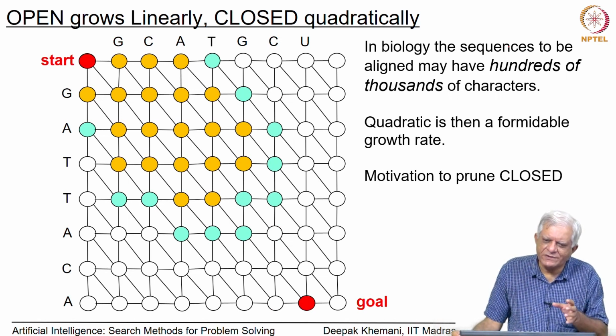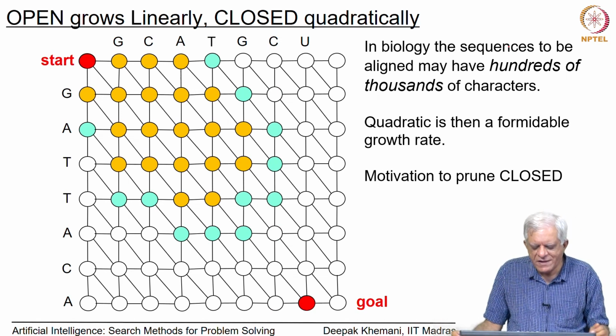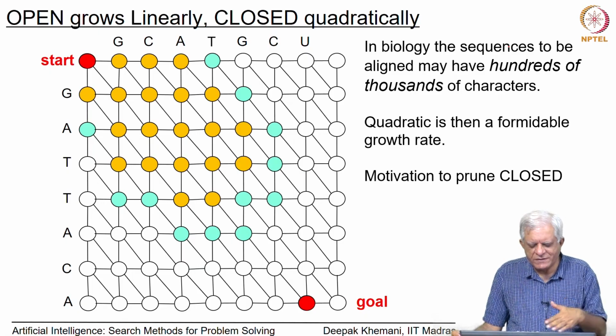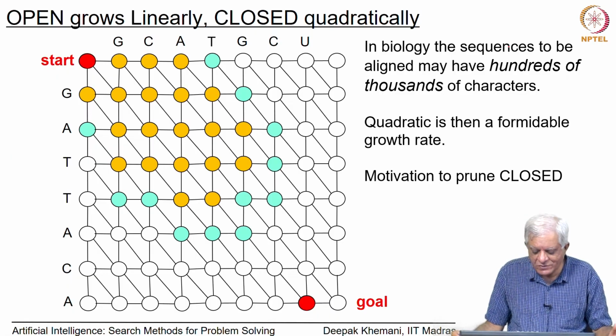So, that was a general case. In the general case, open grows much faster than closed, but in this particular kind of problems which are combinatorial in nature essentially, it is closed which is growing faster than open, and we have illustrated this by saying that this is what the search space looks like.